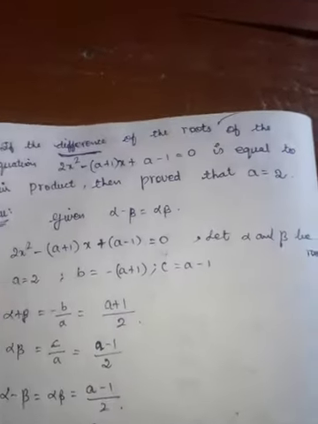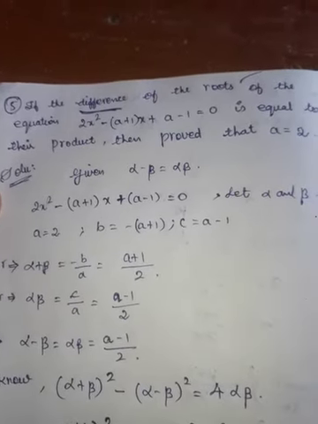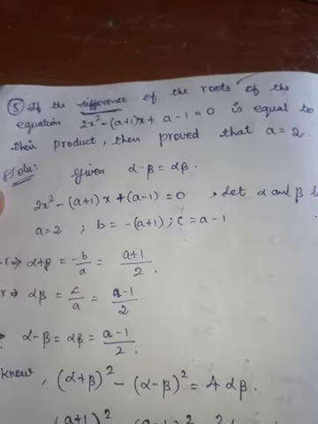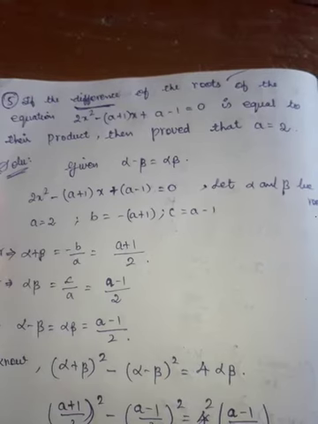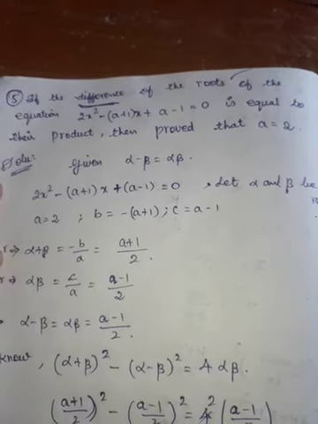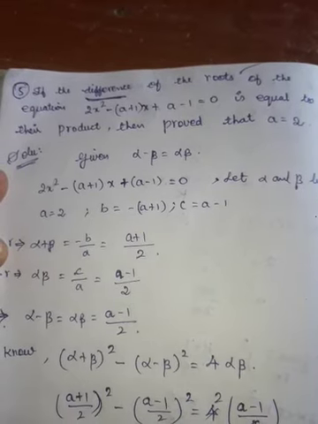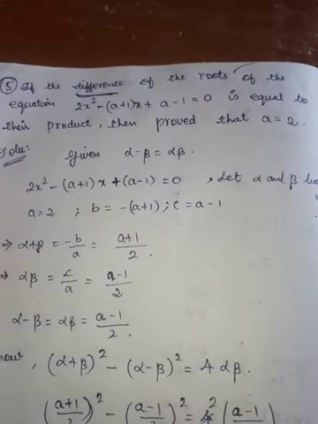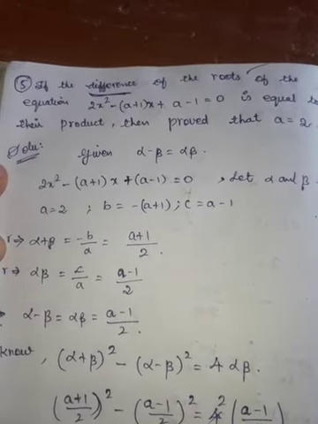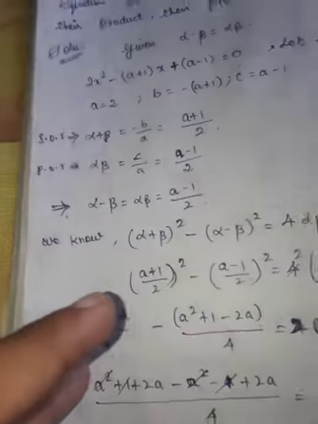If the difference of the roots of the equation 2x square minus a plus 1 x plus a minus 1 equal to 0 is equal to their product, then prove that a equal to 2. If the difference of the roots, first of all we consider two roots of the given equation. So alpha and beta be the two roots, so its difference is alpha minus beta, its product is alpha beta. So the given value is alpha minus beta equal to alpha beta.